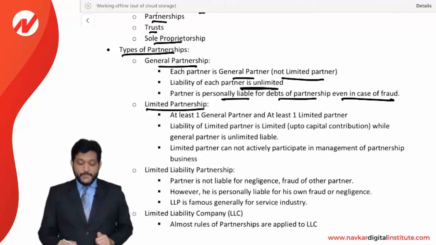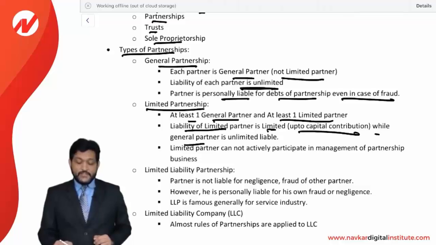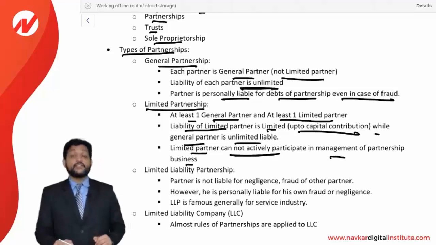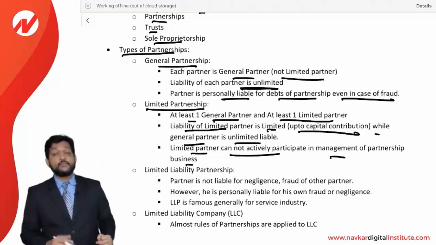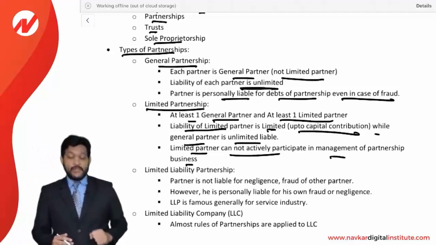Limited partnership: at least one general partner and one limited partner will be there in a limited partnership. The liability of the limited partner is limited up to his capital contribution, while the liability of the general partner is unlimited. A limited partner cannot actively participate in the management of the partnership. In that sense, we can say it's a sleeping partner or a dormant partner. A general partner is an active partner, a limited partner is a sleeping partner.